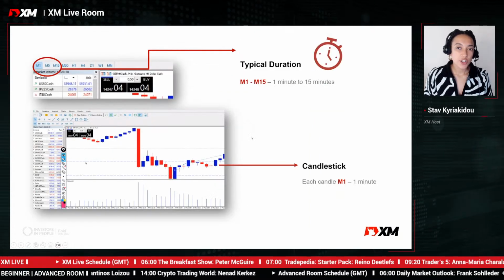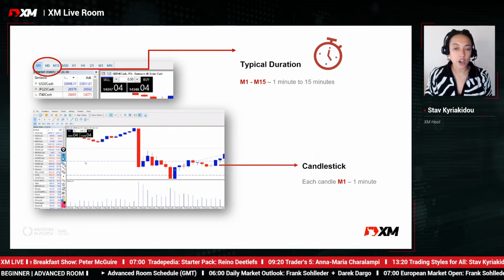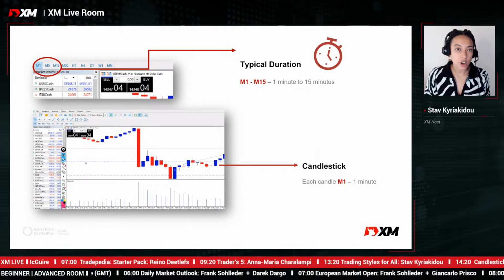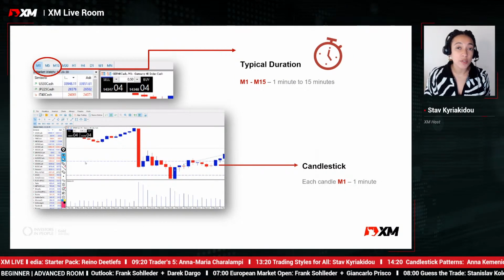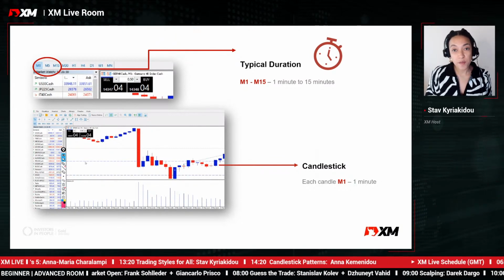Now, the typical duration of a scalp trade could be anywhere from your 1-minute chart to your 15-minute chart. If you are tapped into your minute chart, for instance, each candlestick will represent the price of a symbol, instrument, or asset within 1 minute.